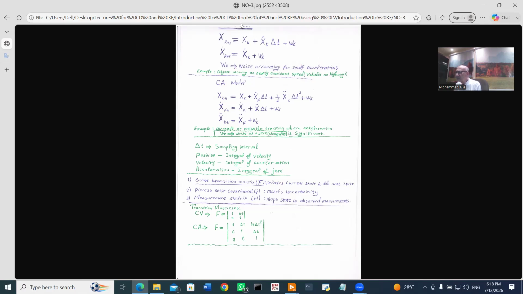But here, as you see, we assumed that the velocity is constant, and if it changes, it appears randomly as a noise. This is called CV model, constant velocity model.